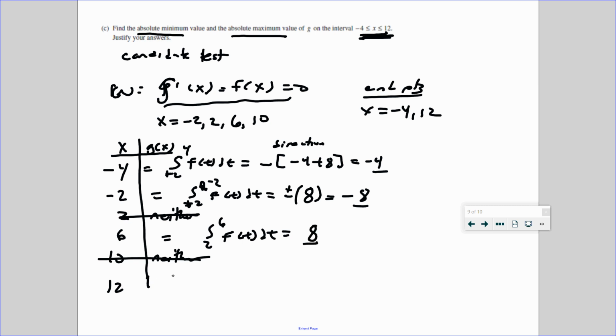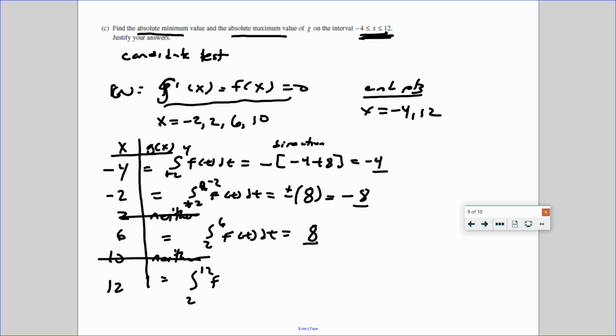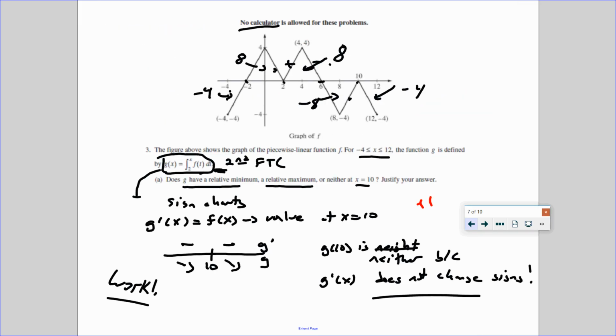And then you get the area from 2 to 12 of f of t dt. Let me send the page, maybe that might help a little bit. So you get that area from 2 to 12. Remember, this is 8, this is -8. Now we're already at 8. These two cancel each other out. That puts us at 0. So g of 10 is actually 0 right there.